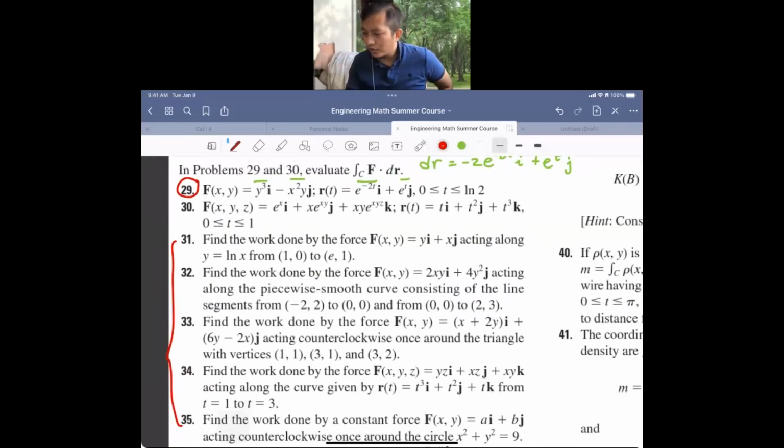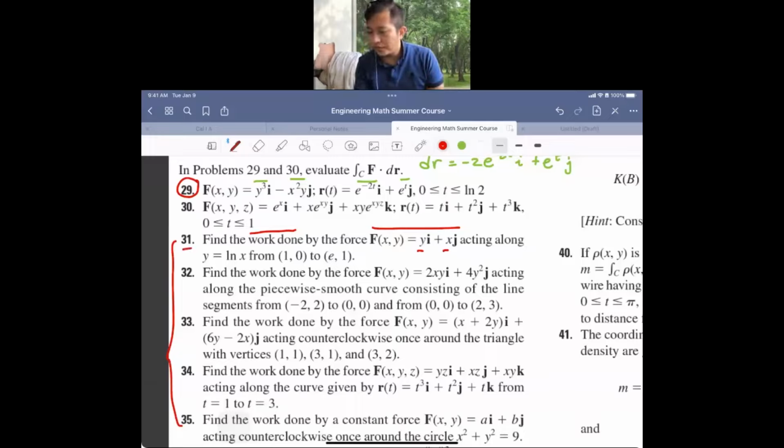I think you see, if we want to find the work done by the force, the vector field, this is the vector field. So the idea is the same. When we have the vector field, usually it has x, y variables. And then the other part for this type of question, they will have either a vector position, like a vector function, or it gives you some curve that is acting on this vector field.